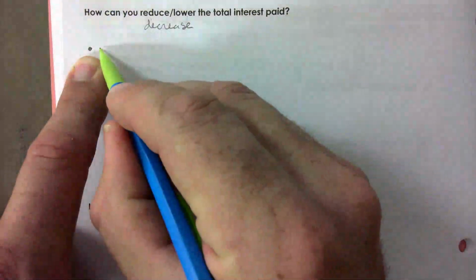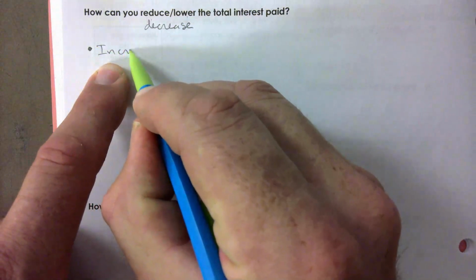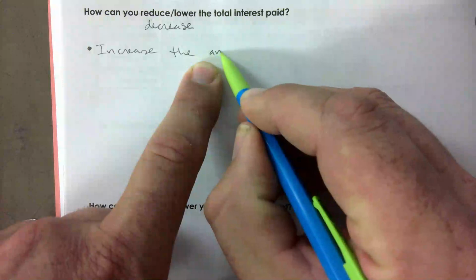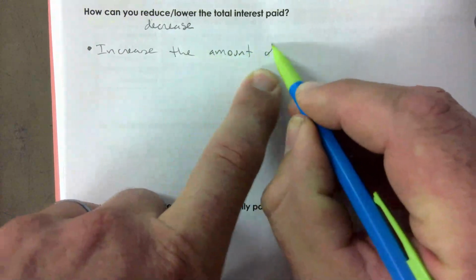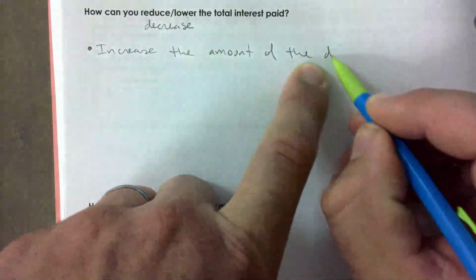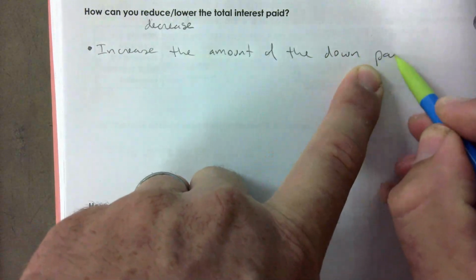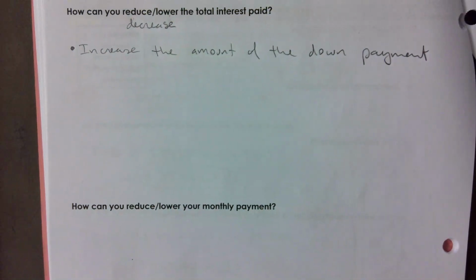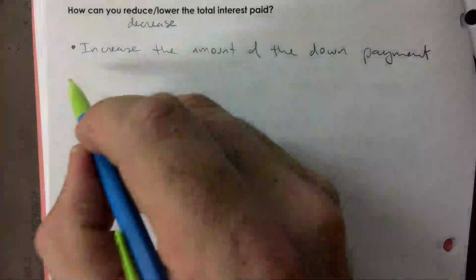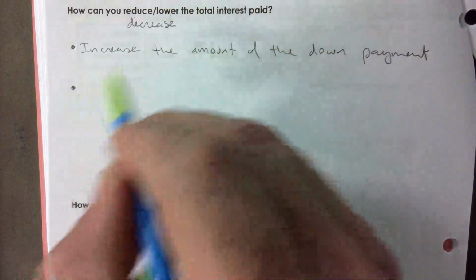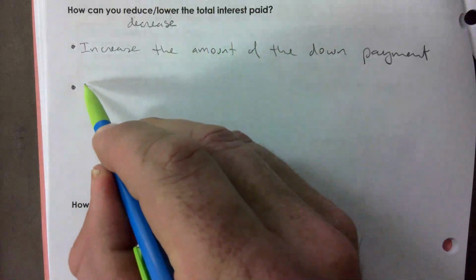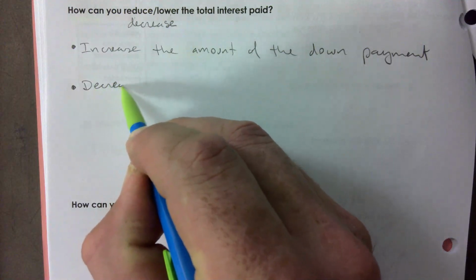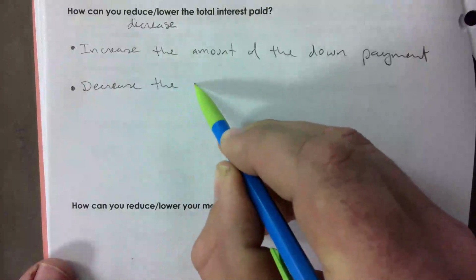So you could say you could increase the amount of the down payment. This is talking about interest paid, right? So if you put more down, you're going to pay less interest. Another way of achieving the total interest you will have paid the bank is decrease the interest rate.